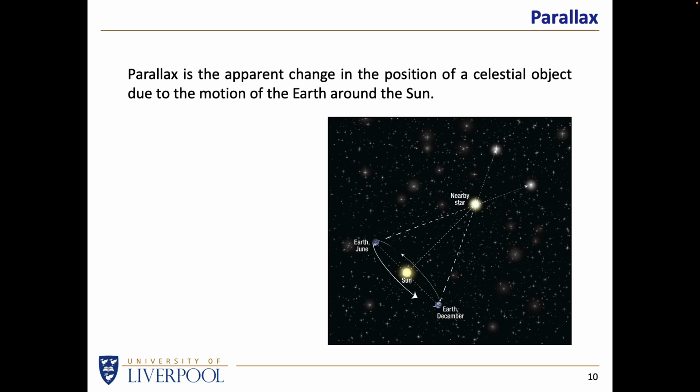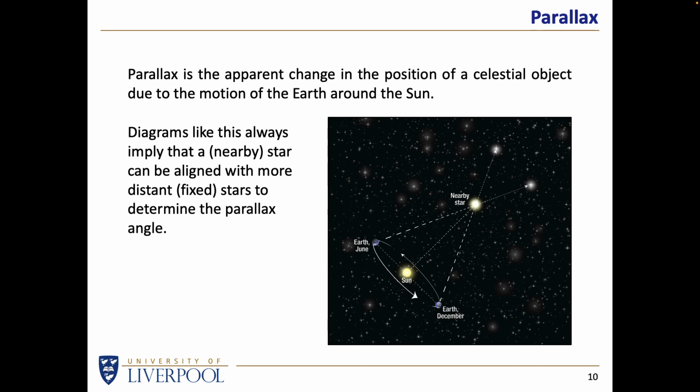The standard way of doing that is with parallax. I'm sure you're familiar with the idea that if you hold up your finger and blink your two eyes, your finger appears to move against background objects. It's the same sort of idea. The apparent change in position of a star due to the motion of the Earth around the Sun will make a nearby star shift relative to the more distant fixed stars.